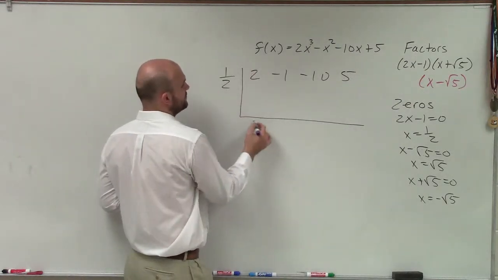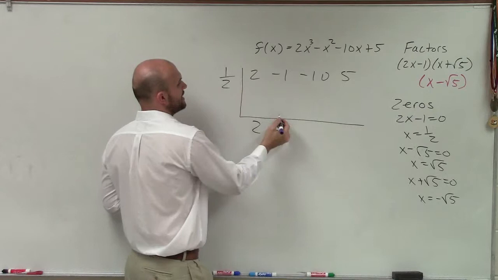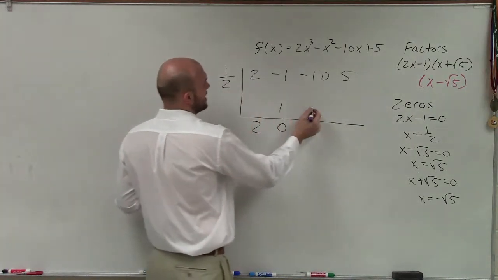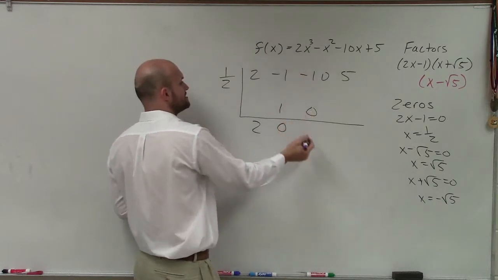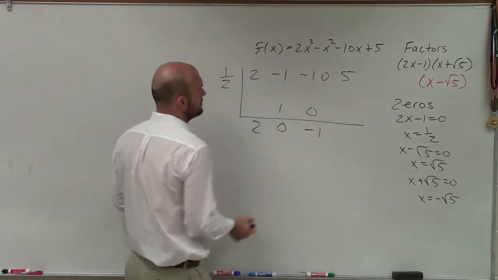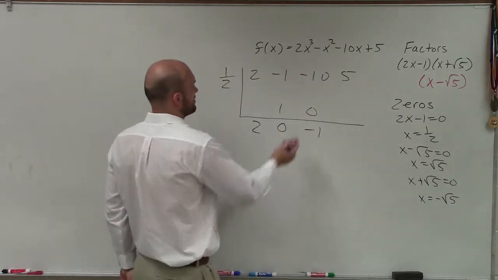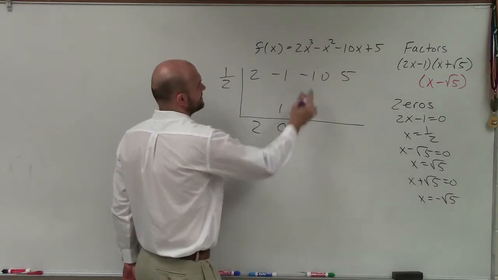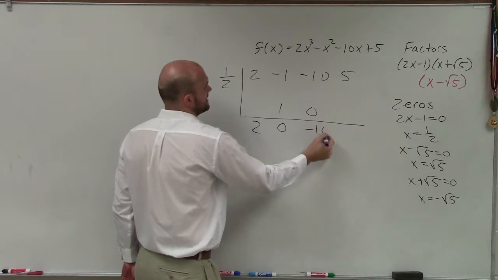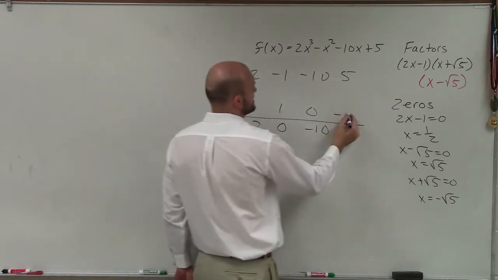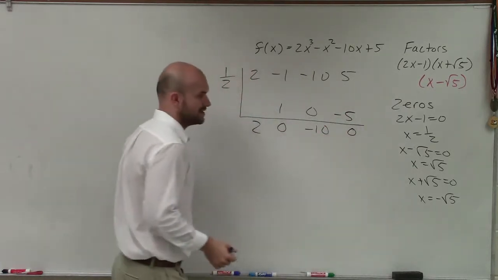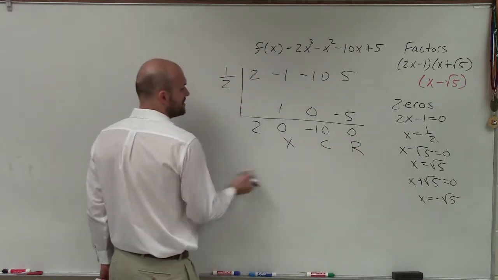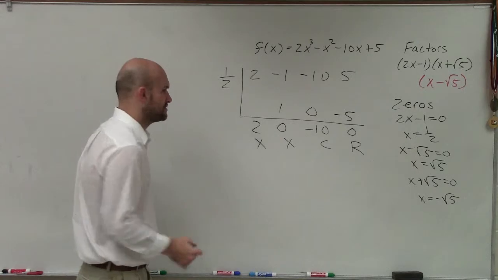2, bring down the 2 first. 2 times 1/2 is going to be 1. -1 plus 1 is 0. 0 times 1/2 is going to be 0. -10 plus 0 is going to be -10. Sorry about that. -10 times 1/2 is -5, and 5 plus -5 is 0. Therefore, that is going to be my remainder, constant, coefficient of my linear, coefficient of my quadratic.